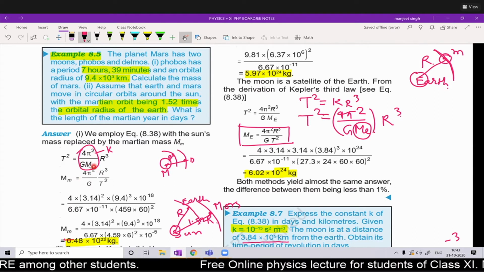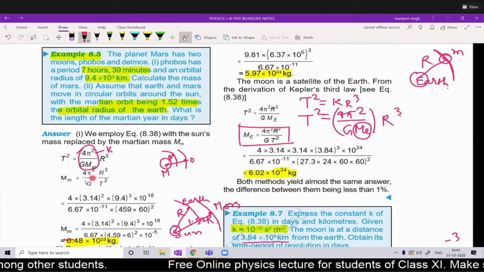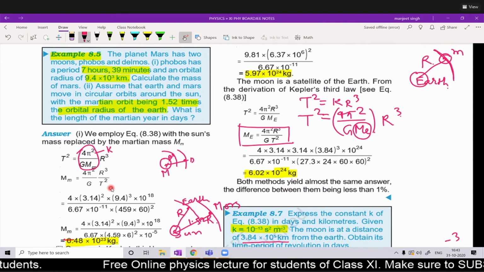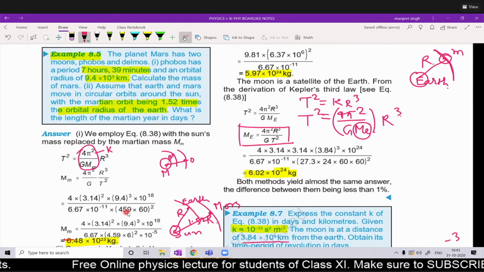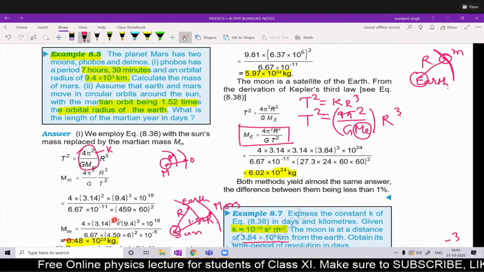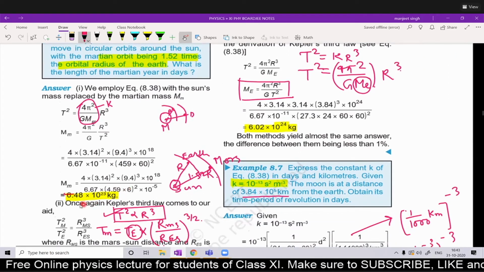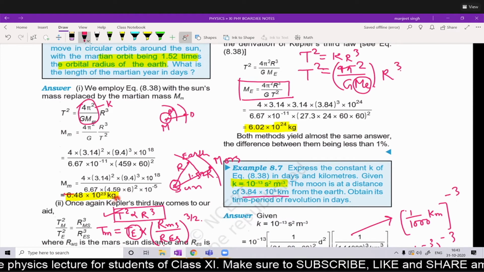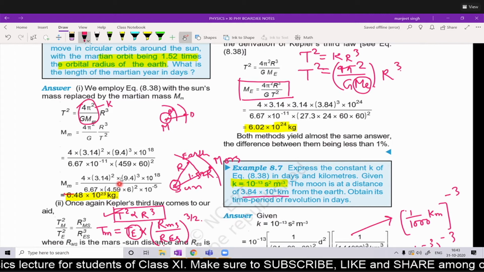So by applying this formula, you can calculate M = 4π²r³/(GT²). Okay, so you see, M can be calculated as 6.48 × 10²³ kilograms. Now, what is the second part?